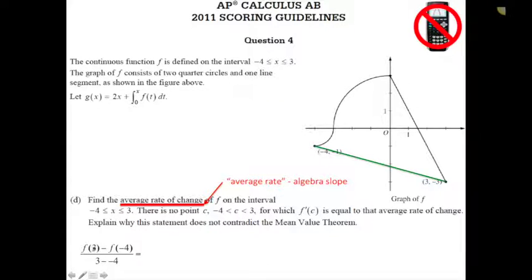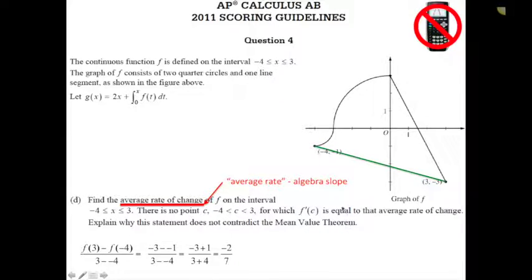So we have function value at 3 minus function value at -4 over 3 minus -4. The function value at 3 is -3. The function value at -4 is -1. So when we subtract -3 minus -1, we get -2, and 3 minus -4 on the bottom is 7. So the slope of that line, that green line, is -2/7.